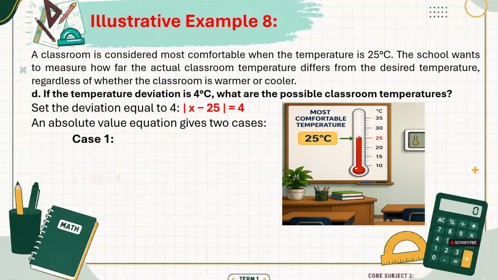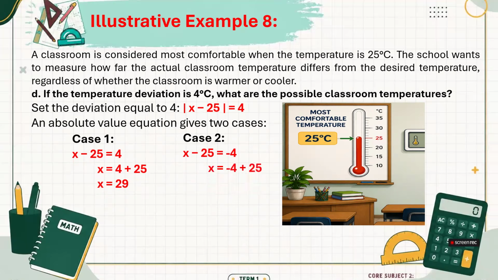Case 1, we use x minus 25 is equal to 4. We make the answer positive. So we add 25 and then the answer becomes 29. For case 2, we equate it to the other possibility, which is it could be a negative 4. So we add 25 to both sides, and so it gives us an answer which is 21. So the possible temperatures are 21 degrees Celsius and 29 degrees Celsius.